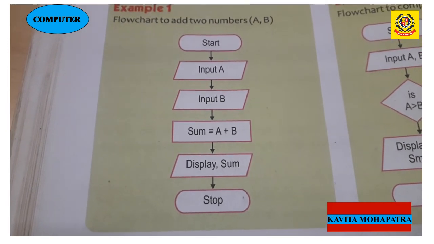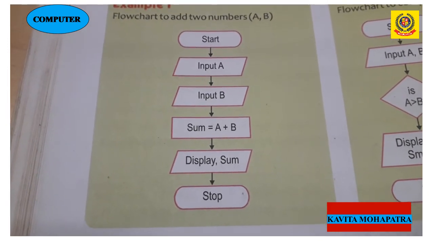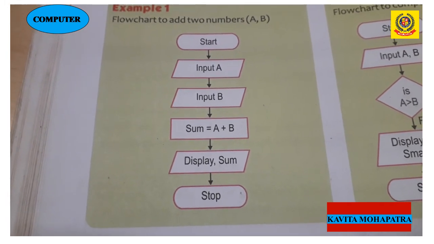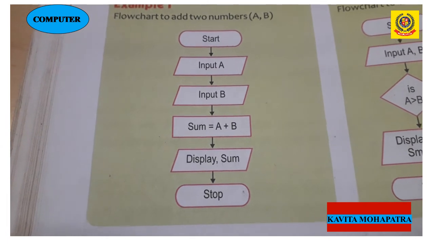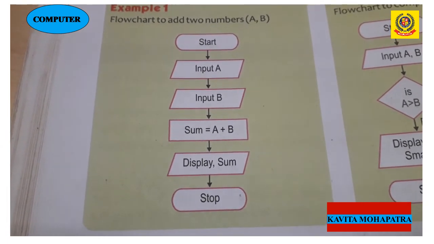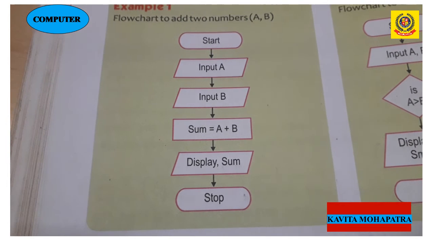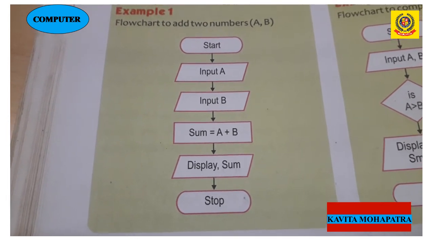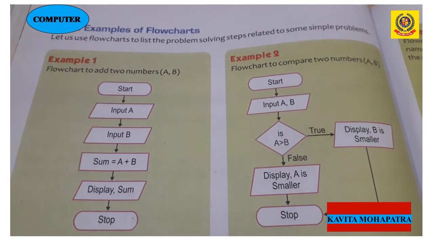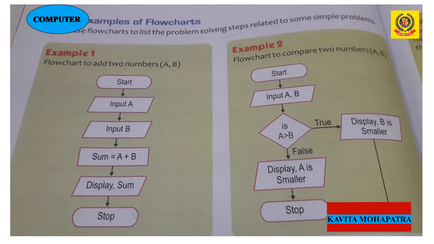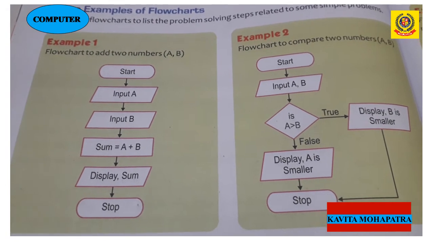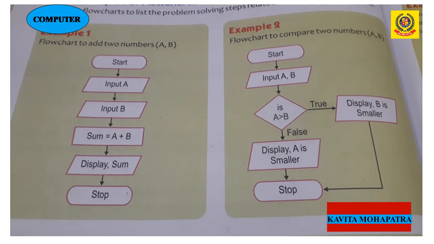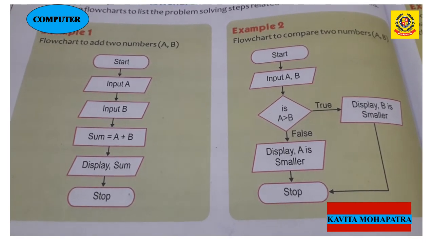First flowchart, to add two numbers A and B. First you will draw the oval shape, then you will write start, then you will connect that oval shape by flow lines, then input A in a parallelogram box, next input B, then you will find the sum equal to A plus B, then display the sum, then stop. Next, flowchart example 2, a flowchart to compare two numbers A and B. First you will start, then input A and B, then you will use a diamond shape because you want to compare whether A is greater than B.